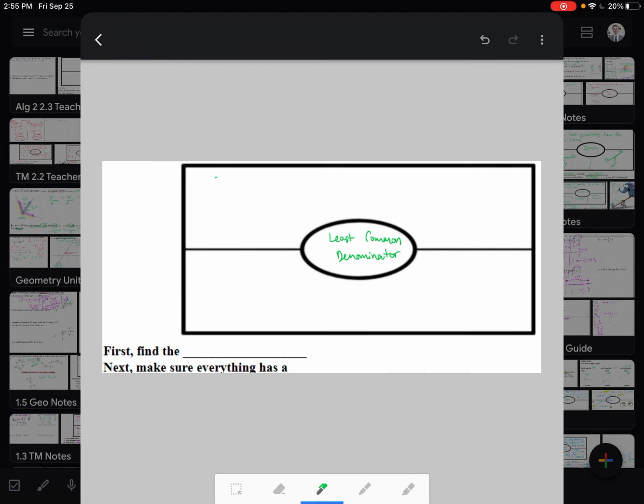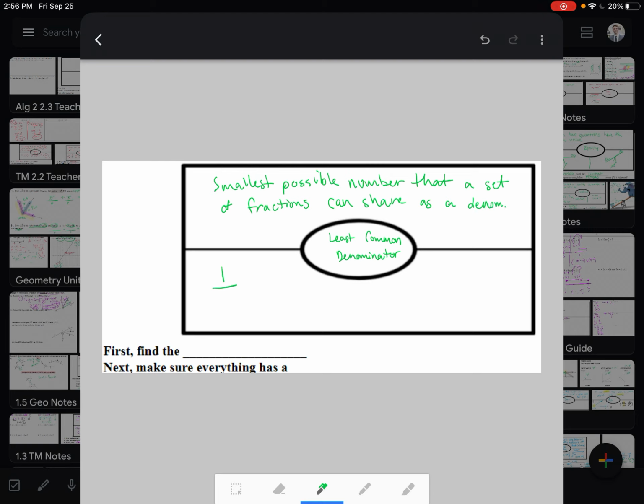And with this, it's just the smallest possible number that a set of fractions can share as a denominator.